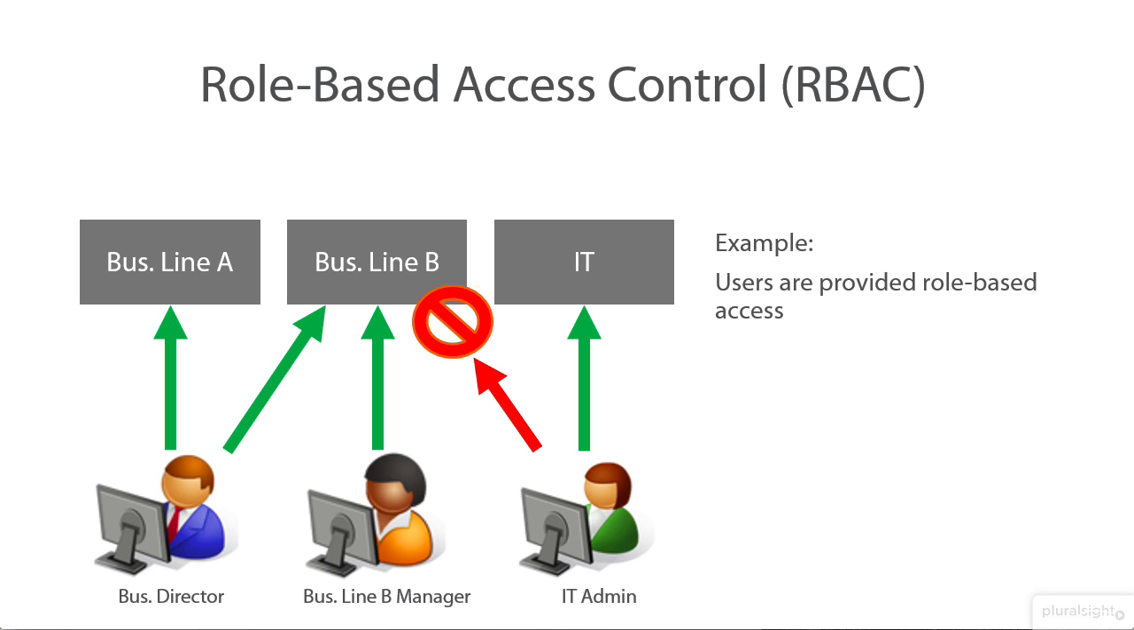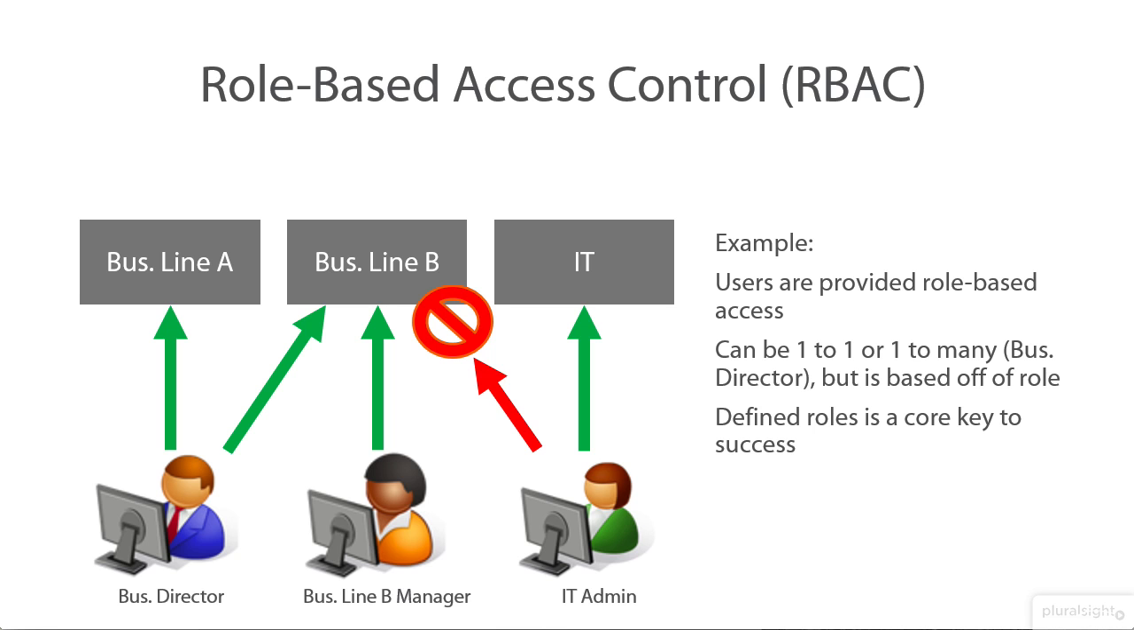One benefit of RBAC is that roles can be a superset or subset of other roles. So in our example, the business director not only has access to business line A, but also business line B, as access to both lines of business is part of that user's role. In a similar example, the IT admin can access IT resources, but not business line B resources, as that is not part of their role and they do not need access.